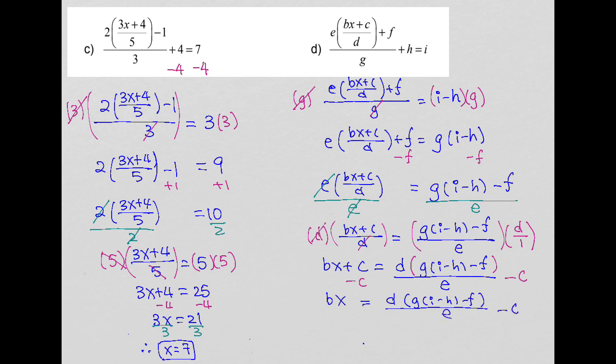And how do you find x? You have to divide by b on every single term. Divided by b, divided by b, and divided by b. So, what's our final answer? X equals d, open bracket, g(i minus h) minus f, close bracket, over e b, minus c over b. That will be your final answer.